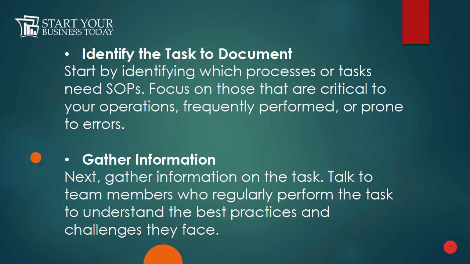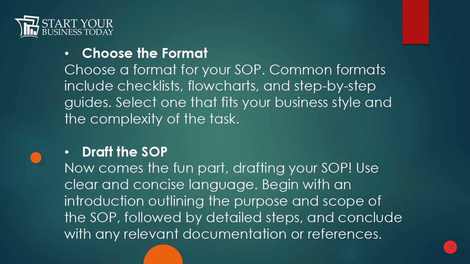Two, gather information. Next, gather information on the task. Talk to team members who regularly perform the task to understand the best practices and challenges they face. Three, choose the format. Choose a format for your SOP. Common formats include checklists, flowcharts, and step-by-step guides. Select one that fits your business style and the complexity of the task.